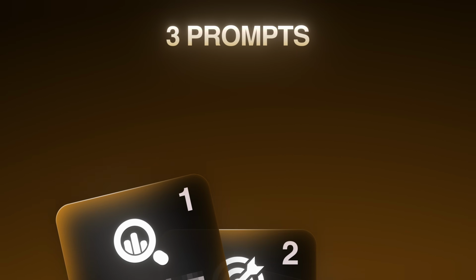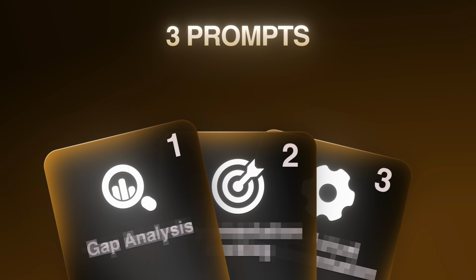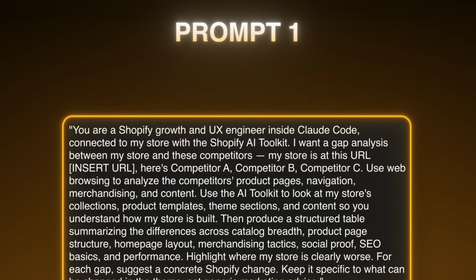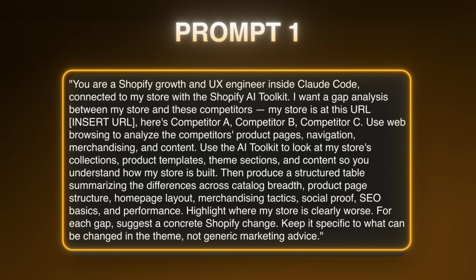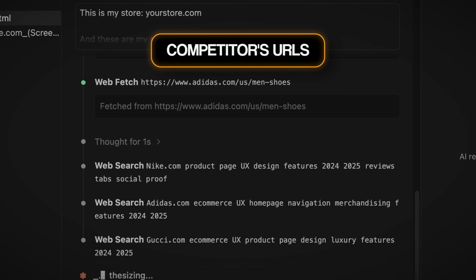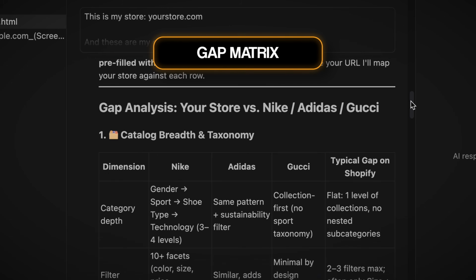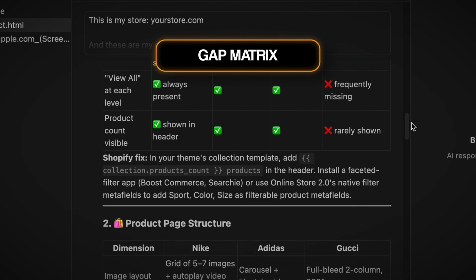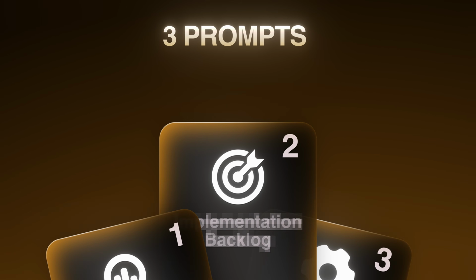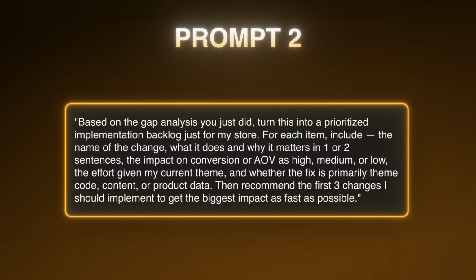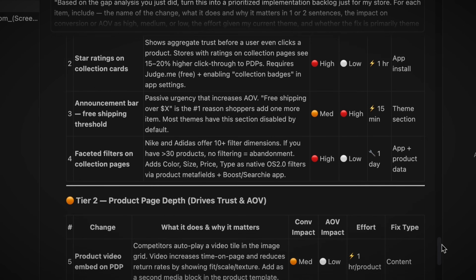So let me walk you through the exact 3 prompts I use for this. Prompt 1 is the actual analysis. You feed Claude Code your store URL plus 3 competitor URLs, and you tell it to do a gap analysis using this prompt. Now, I'm not going to read that, but what Claude will do is go through every competitor's URL, review my own store, and come back with a full gap matrix and a list of fixes I can make. Now, the second prompt will give you clarity in what to actually change. The output from the first prompt will usually give you a lot of gaps, and you need to know which ones actually move the needle. So follow up with this prompt right here. Now you have a clean list of fixes ranked by what's actually going to make you more money.